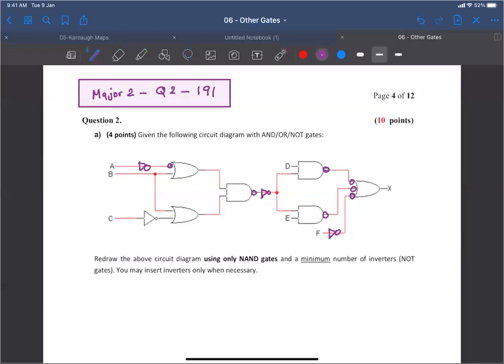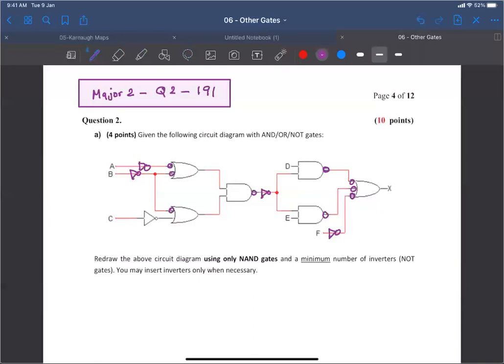What's next? Invert B and put 2 bubbles in the ORs. Excellent. So you're thinking ahead. Because you need a bubble here, but eventually you'll need a bubble here as well. So 2 birds, 1 stone. So this is clearly the minimum number of NOT gates that you need.